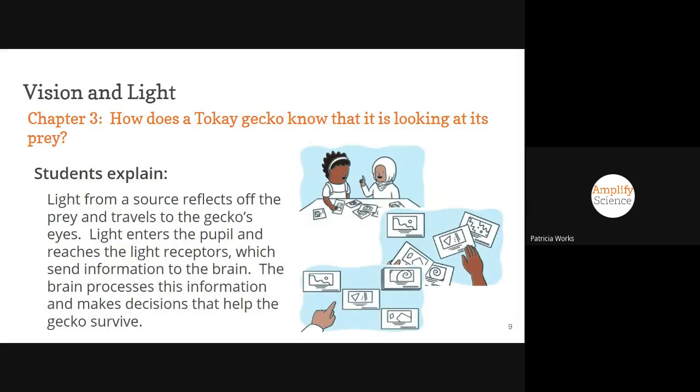In Chapter 3, students investigate and find out that light receptors in the eye respond to light and the brain forms an image. After light from the object enters the animal's eye, it hits the light receptors in the eye. The light receptors then send the information about the object from the light to the brain, which processes the information to form an image of the object. Then the brain compares the image to memories to decide which action to take.